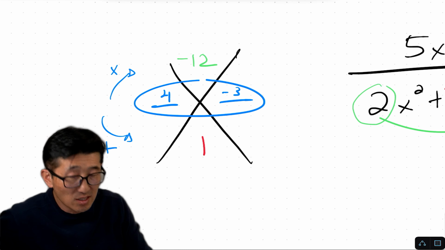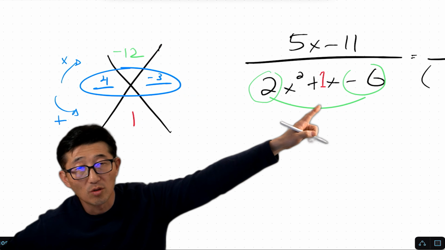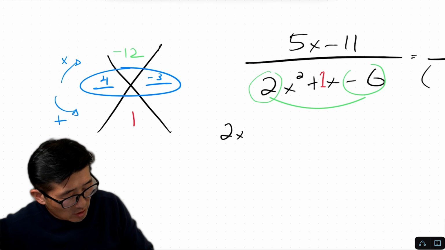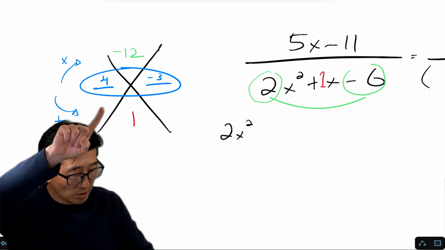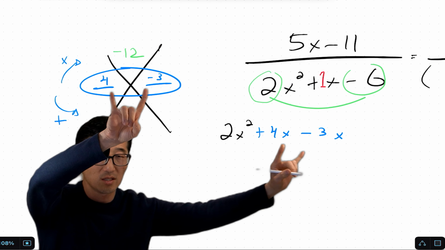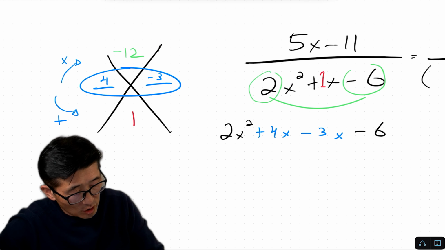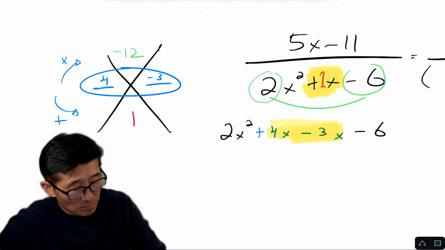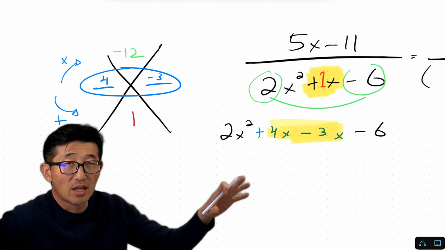Now that's the key. So what you have to do with that number is replace the middle guy right over here. So you're going to rewrite this as 2x squared, and this is the coefficient for x. So this is going to be 2x squared plus 4x minus 3x. You see what I did? And then minus 6. So the only number we replace is this guy right over here. See it? Okay, now do you remember, was it something like this in your past life?